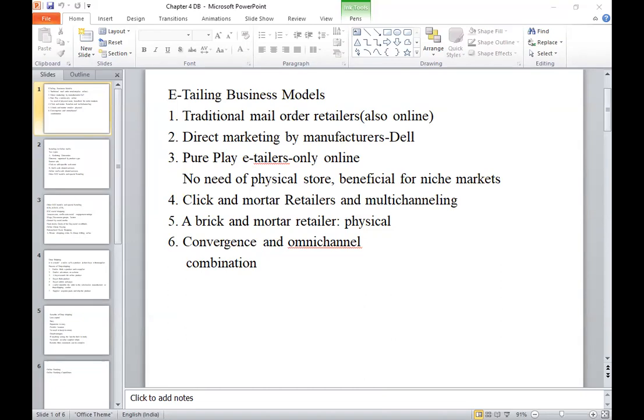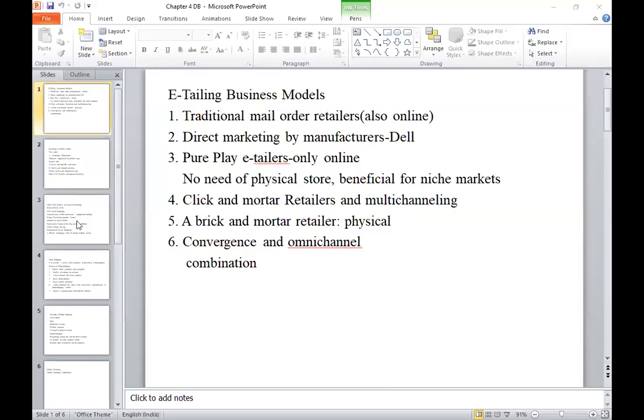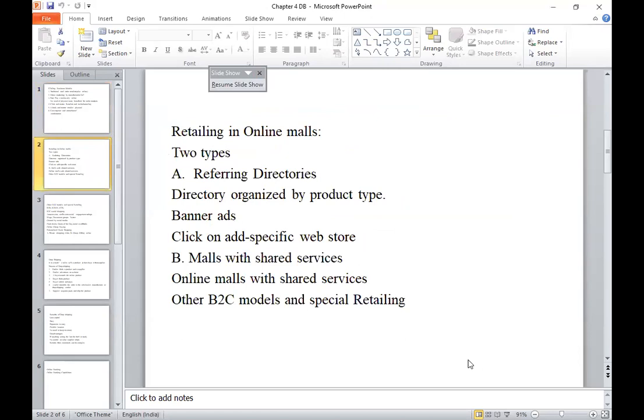You have know-how of how to reach that particular company or product, but you just enter the portal, you have seen it, maybe you are curious to know, and you just click, you enter the web page of one portal and then the other. That is what is a referring directory. Similarly, we see the banner ads.